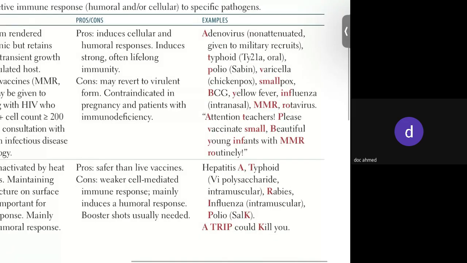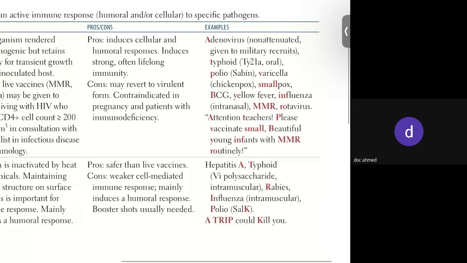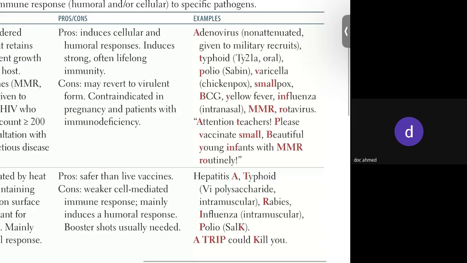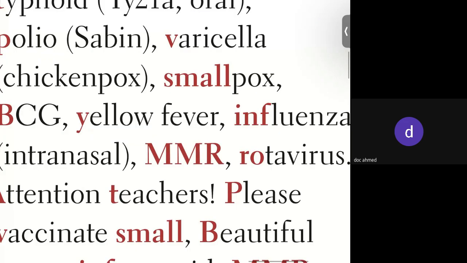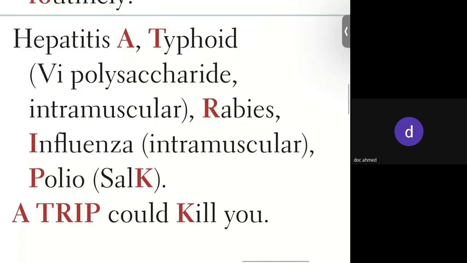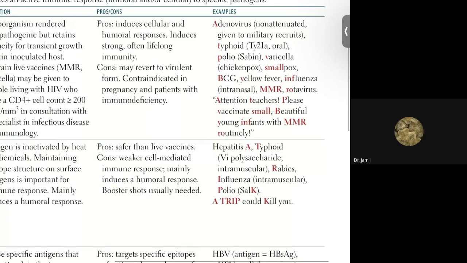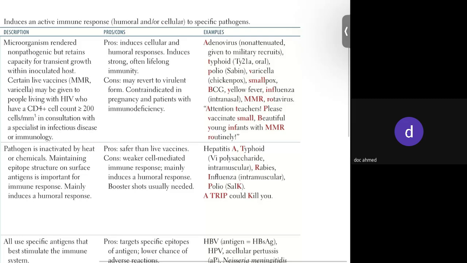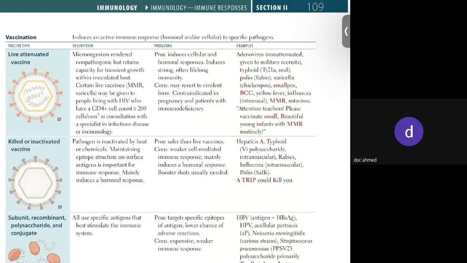Smallpox, BCG. I just told you it is yellow infants. So yellow fever, influenza, but intranasal influenza is live, while intramuscular influenza is killed. Is it clear? Okay. BCG, MMR, and rotavirus. That's all. Is it clear?